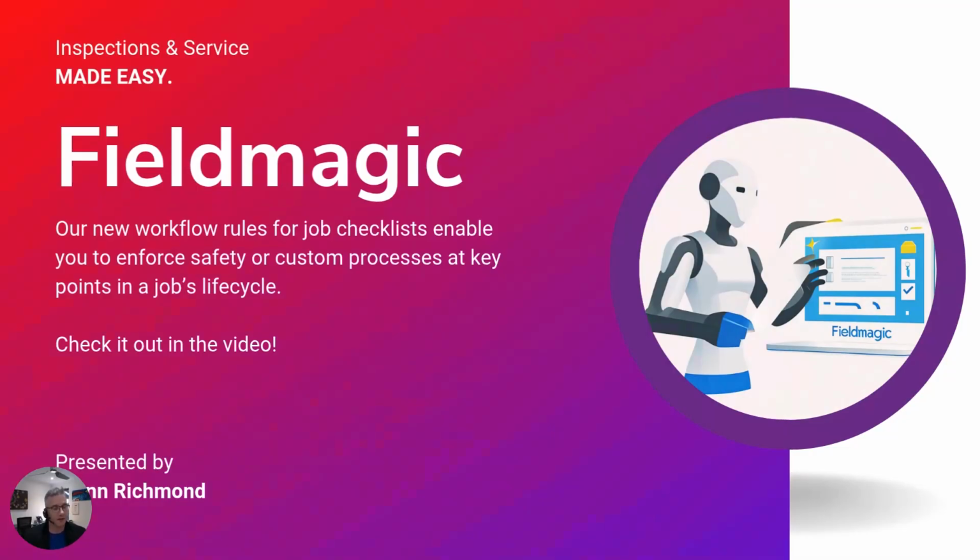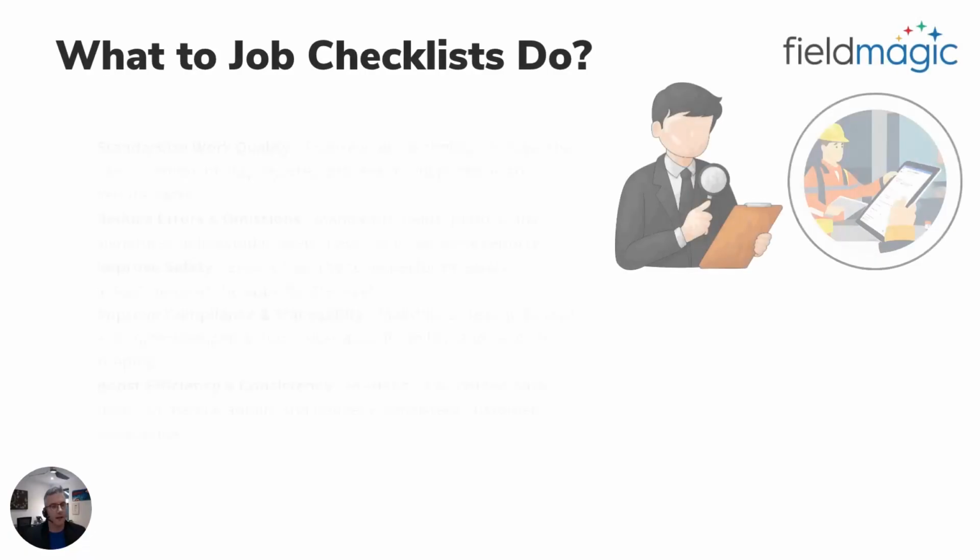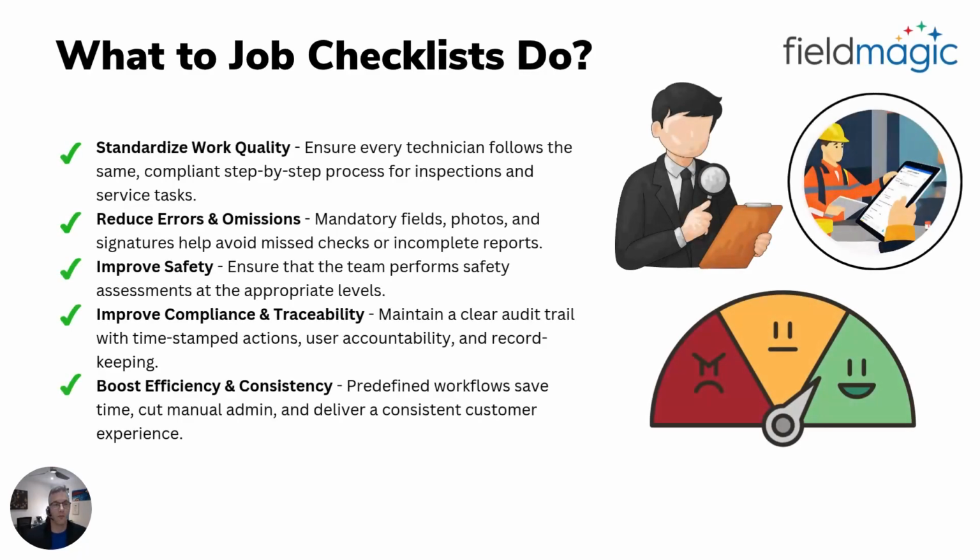What I want to do today is introduce some of the new features we've added to our job checklists that enable you to trigger or automate the attachment of jobs based on different workflow rules, as well as enforce things like photos on different prompts within the checklist. So what do our checklists do and what benefits do they have?